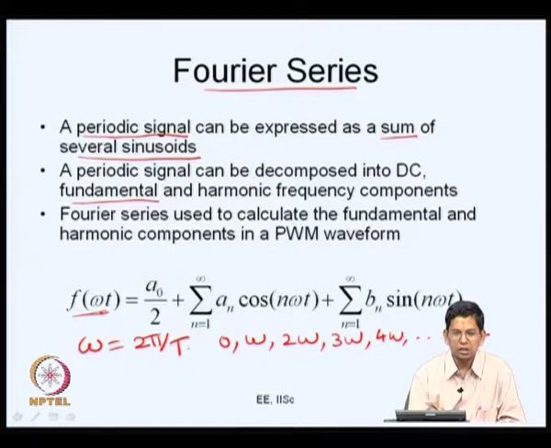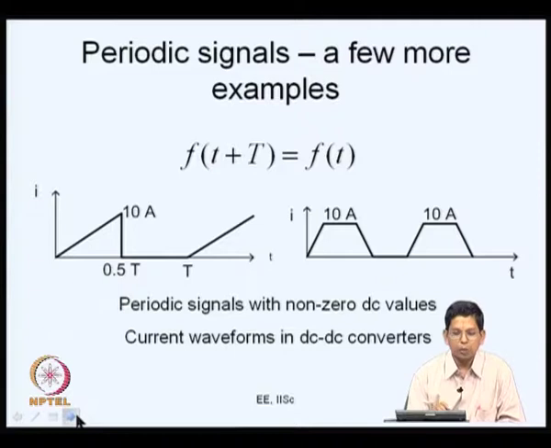For example, in this term, if we can calculate a naught, we know what is the DC value, which is a naught by 2. If we can calculate a 1 and b 1, we know what is the sinusoidal component. It will be a 1 squared plus b 1 squared, and the root would be the amplitude of the fundamental component here. If you want the nth harmonic component, we must try and get this a n and b n here. So, let us move on to see a few more periodic signals now.